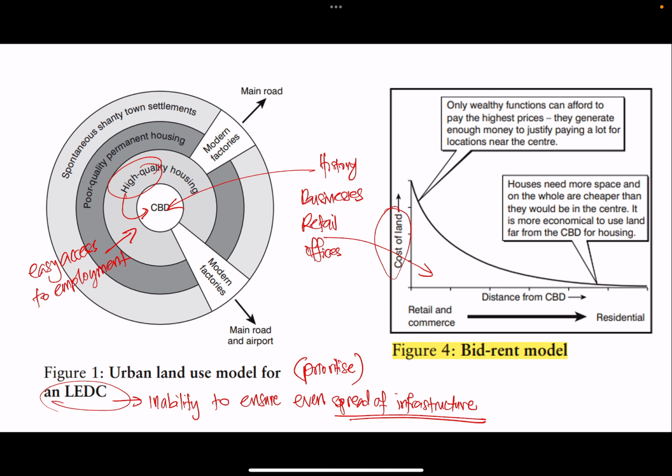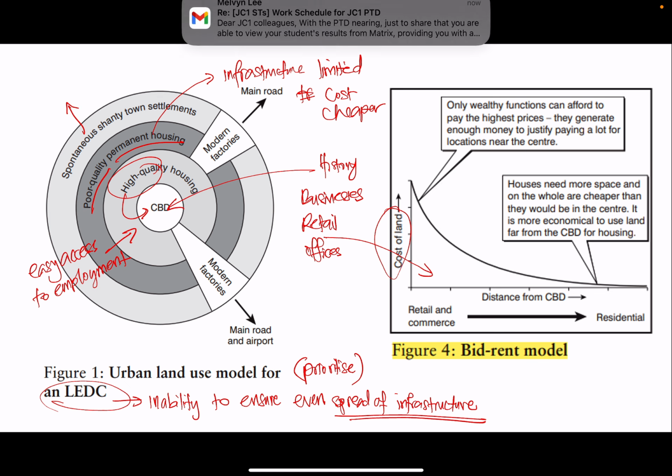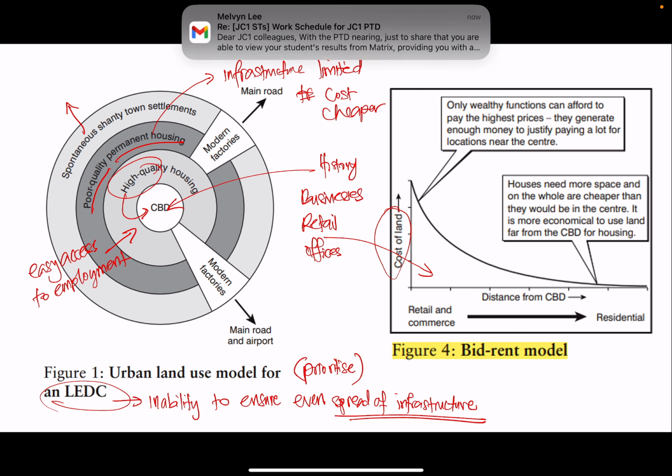Because this poor quality yet permanent housing, it means the infrastructure may be more limited, right? Their transport, they will need to then find a transport in order for them to get there because these are the areas that are of lower demand, hence the cost will be cheaper, hence people can afford to live there. Then of course the one furthest away, I think one group mentioned, is in a way like the unwanted because they are far away, easy first to die in case of war, right?